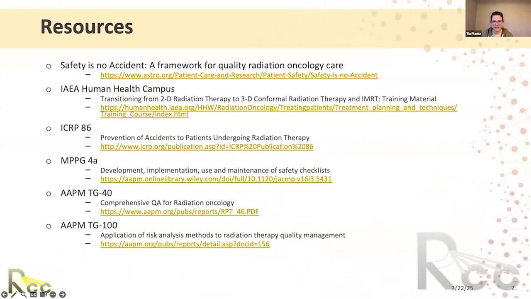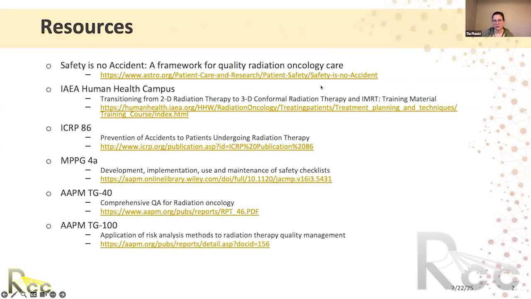The first thing I wanted to provide was a list of very excellent references that outline some recommendations for how to start developing a comprehensive quality control program in your clinic. It's not a comprehensive list, but these are some of the best documents for getting you started. Of course, you'll get the slide deck, so you'll be able to reference these documents on your own. I highly recommend this first one, Safety is No Accident. It's a really fantastic document.